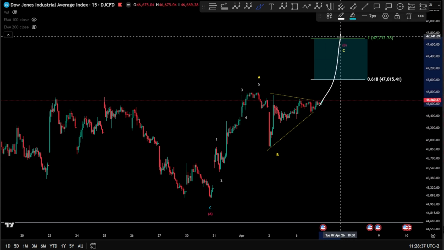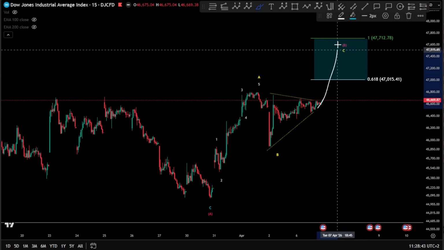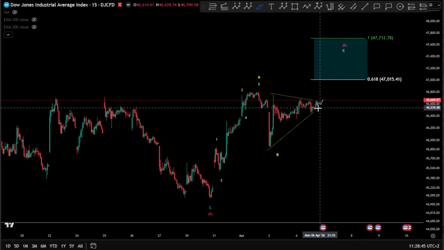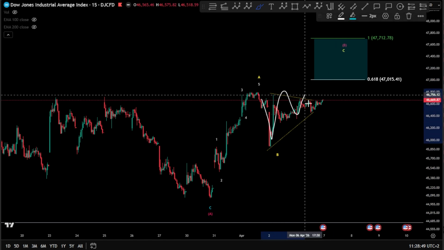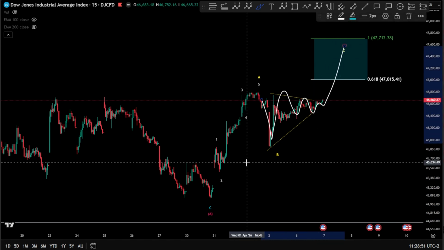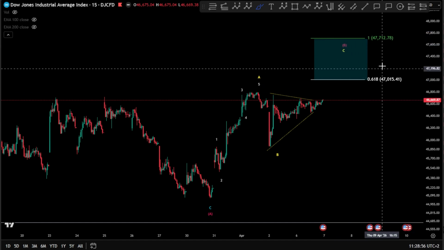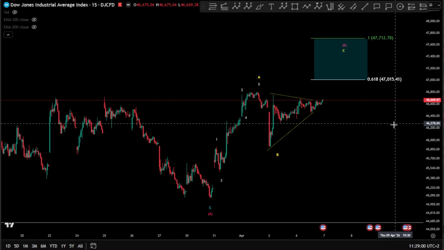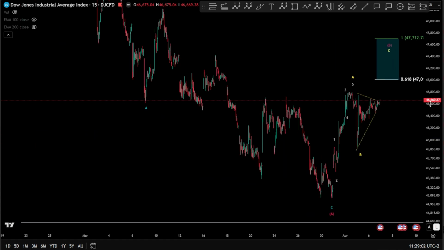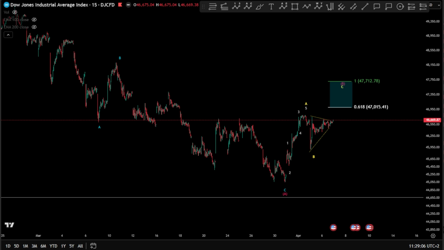So expect the 1-to-1 fib level, a little bit different, yes, from Nasdaq and SPX, which might be finished in a diagonal, or they might also be an impulse. We don't know yet, but somehow Dow Jones already says that things might explode for a wave C, meaning very likely the 1-to-1 fib level might be taking $47,712. Yep, so this is regarding the US stock indices, Nasdaq, SPX, and Dow Jones.